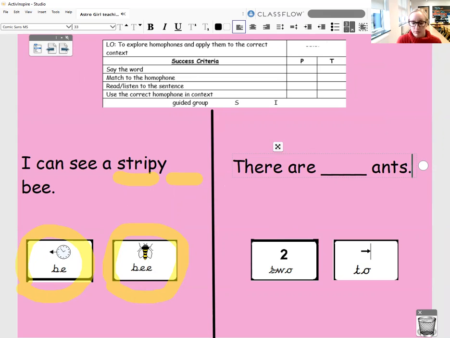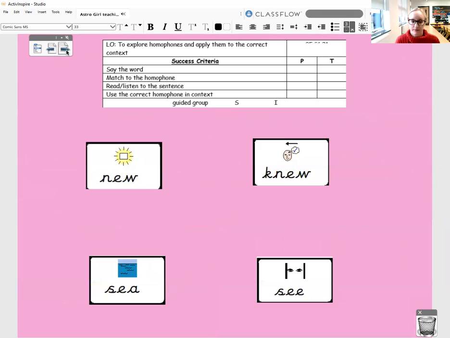So here I've got the number 2. So this tells me an amount of something. Or I've got to as if I'm going to a place. There are two ants, or there are to ants. It's actually saying the amount of something. So here I'd use the homophone two like this. Okay, so these are our first 4 words that we need to be looking at.